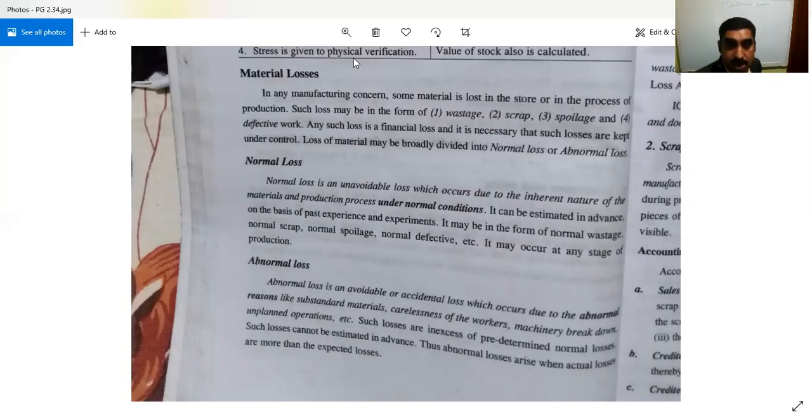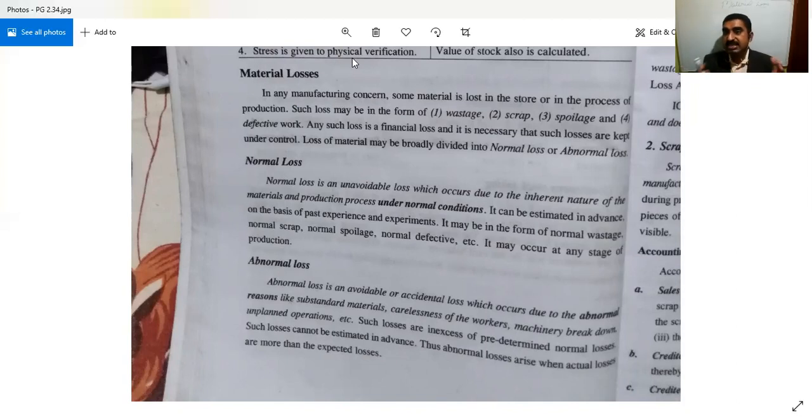അങ്ങനെ വരുന്ന ഇതാണ് നോർമൽ ലോസ്. So normal loss is an unavoidable loss which occurs due to the inherent nature of the material and the production process under the normal condition. It can be estimated in advance, that is, on the basis of the past experience and experiments. It may be in the form of normal wastage, normal scrap, normal spoilage, as well as normal defective.